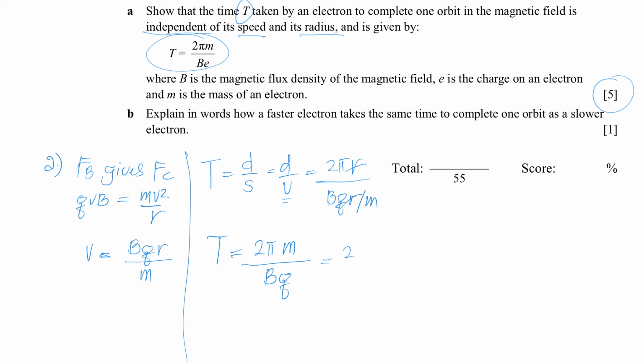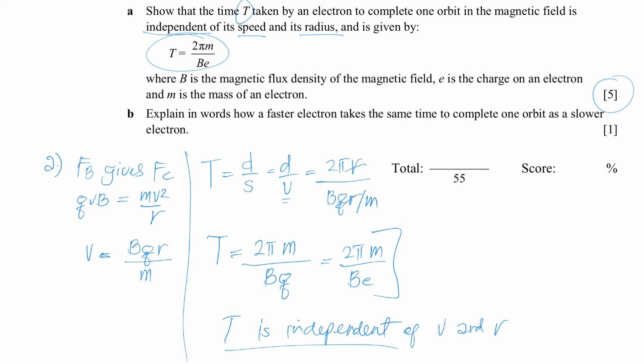And you know that q can be represented by the charge of electrons, so b times e. So in this formula, you don't see v or r. You're going to conclude that t is independent. This is to get the last mark. T is independent of the v and the radius of the orbit. That's how you get 5 marks.